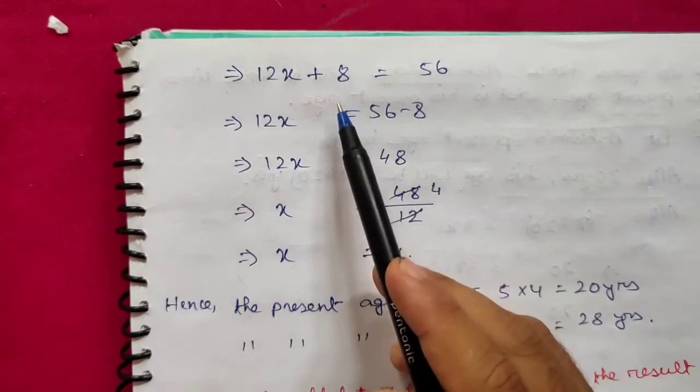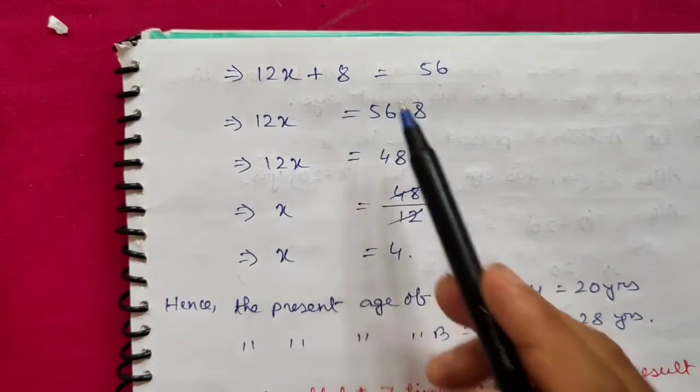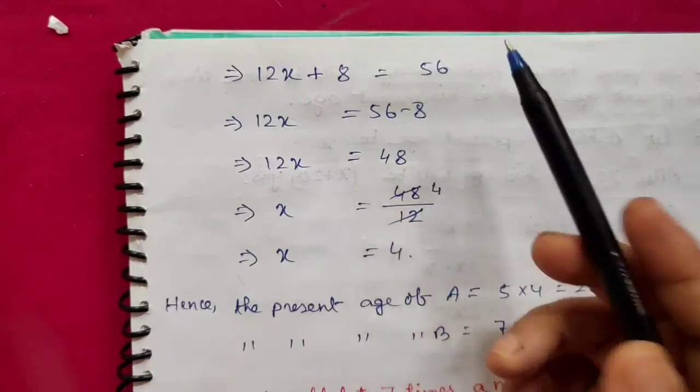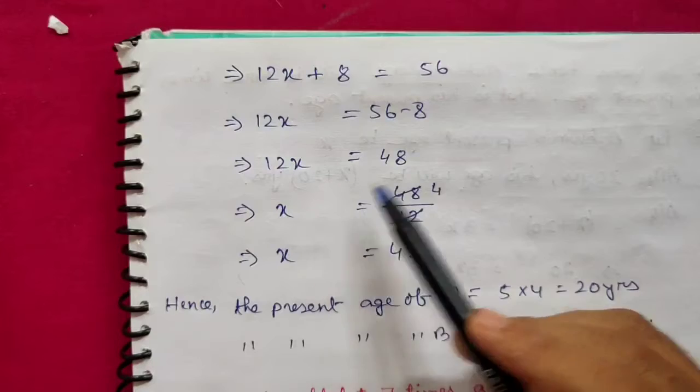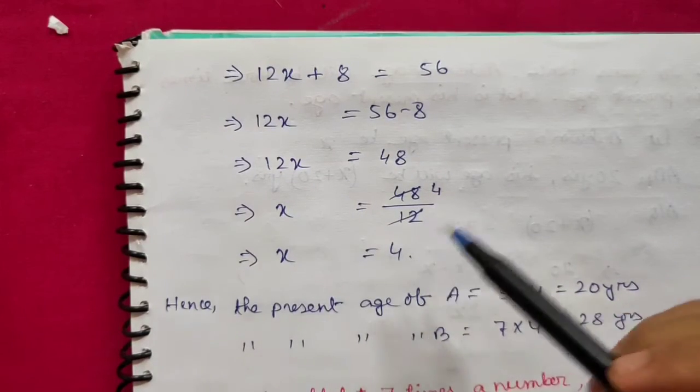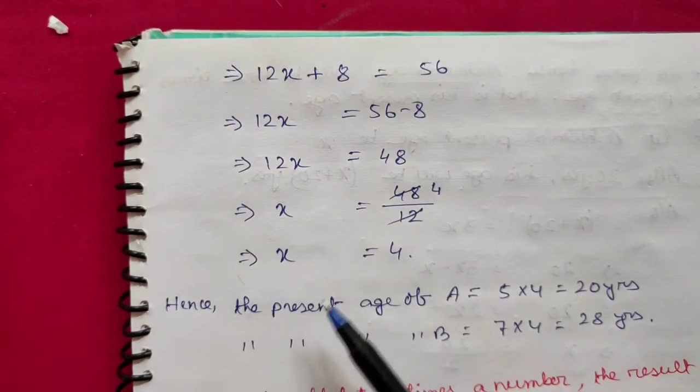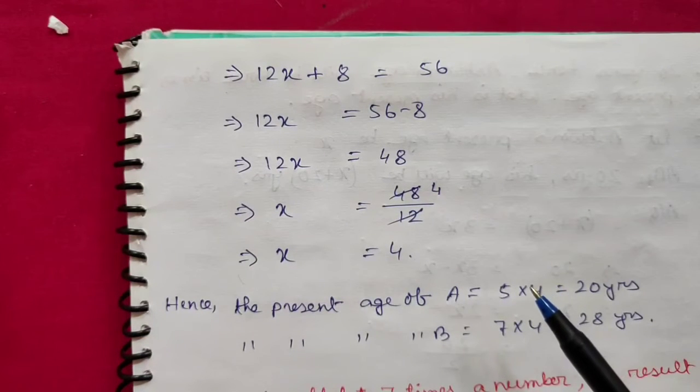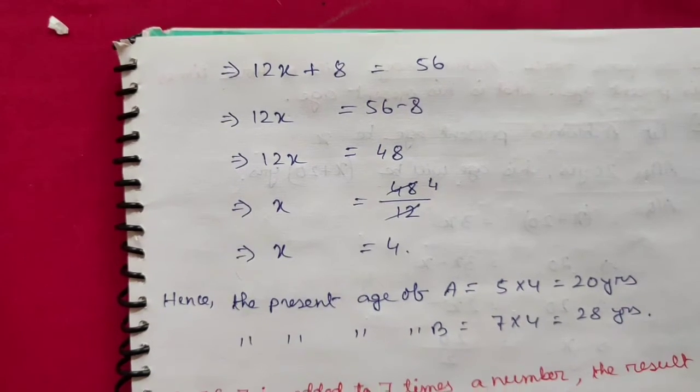8. So 12x plus 8 equals 56. Then we move 8 from the left-hand side to the right-hand side, and it equals 48. So 48 divided by 12 is 4. Hence the value of x is 4. And the present age of A was 5x, so 5 into 4 is 20 years, and B is 7 into 4, which is 28 years.